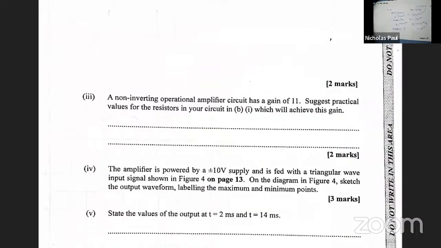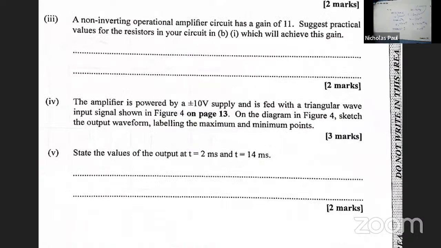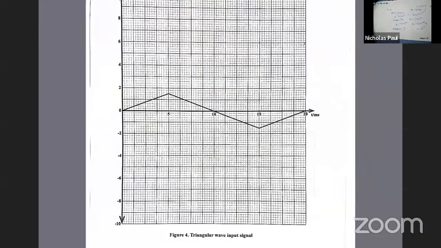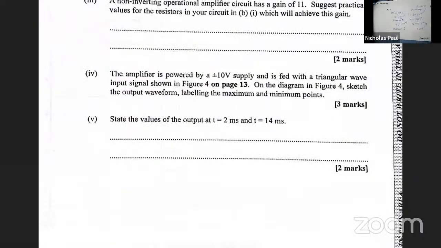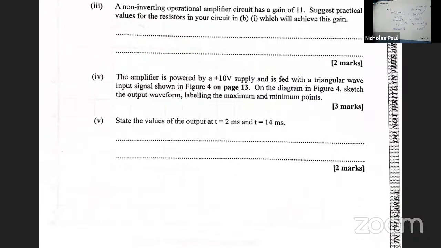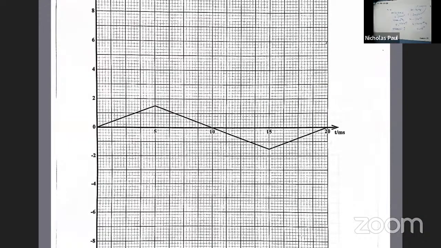They gave you the amplifier powered by plus or minus 10 volts, and it's fed with a triangular wave input. They show you the triangular wave input here, time in milliseconds, and they give you the voltage up there. Sketch the output voltage, labeling the maximum and minimum points. So I will probably help you with that. I have the graph here. You cannot go beyond plus 10 and minus 10. Those are the saturated values. And this is the input here.